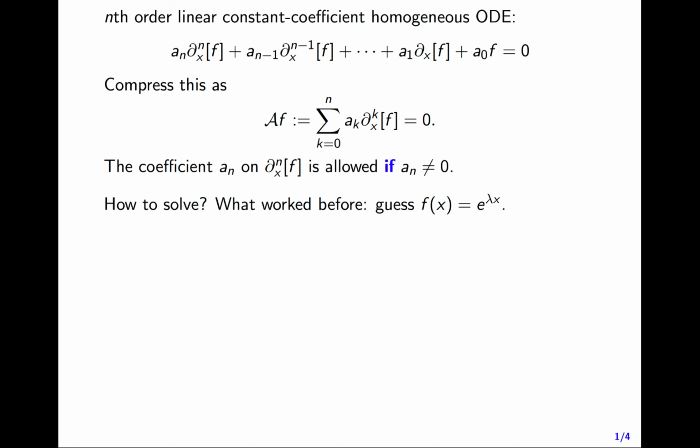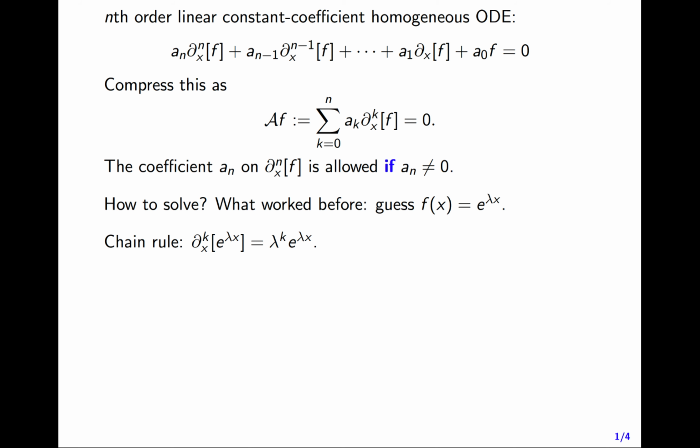Now, how do we solve this? Well, we got pretty good at solving second order linear equations, in particular second order linear homogeneous equations. So let's do what worked before. We'll guess f of x is equal to e to the lambda x for some number lambda, where lambda may be complex, and then we'll try to figure out what lambda is.